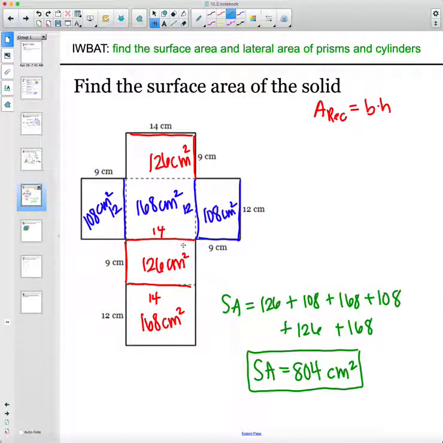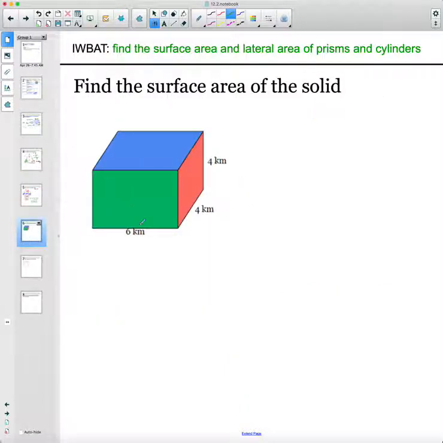So that's if it's just laid out as a net. You can just find each of the areas and add them all together. Once we spin it back into a prism like this, this is where you'd want to use your surface area formula. Surface area of a two-based shape is 2 times the area of the base, since you have two bases, plus the perimeter times the height.